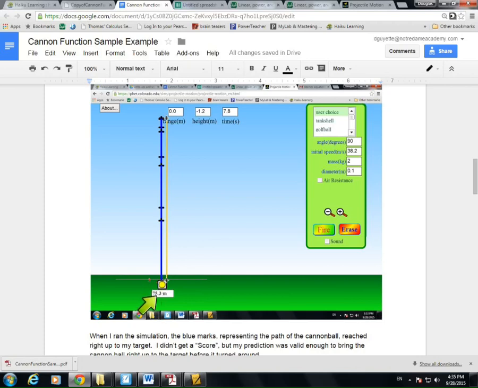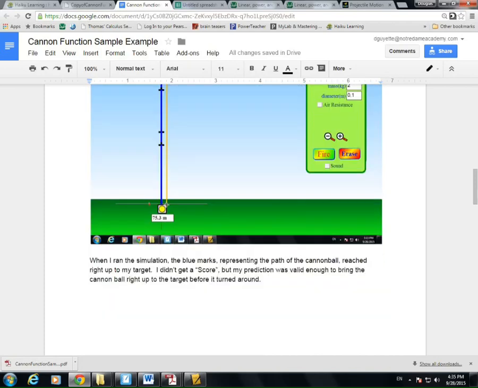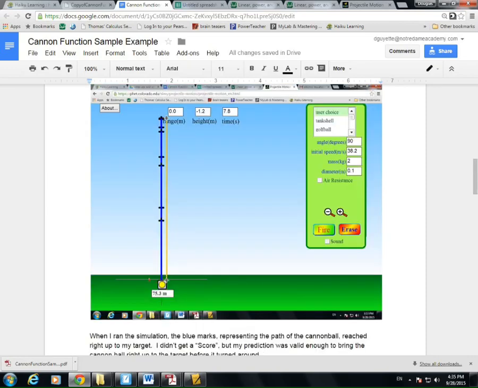I measured 75.3, which is approximately what my equation said I should have. So I extended the tape measure up until I reached the correct height, and then I hit fire, and I watched as the cannon went all the way up to exactly the top of the tape measure and then fell back down again. So what this says is, when I ran the simulation, the blue marks took me all the way up to the target without actually reaching it. It's close enough for my liking to be effective.